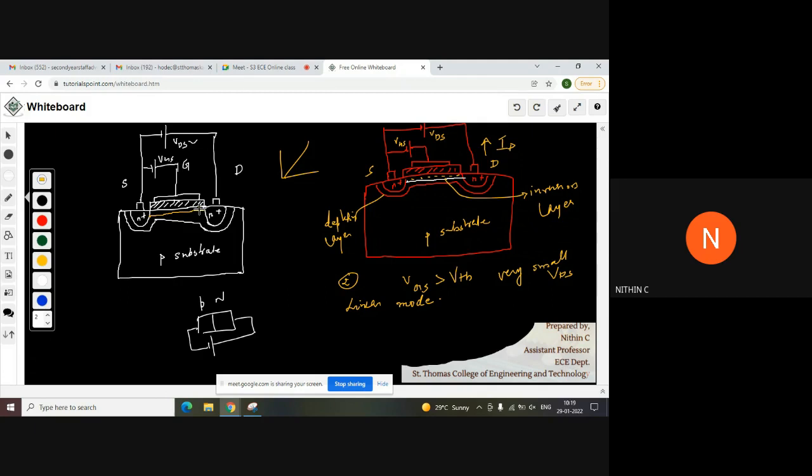So the width of the channel will reduce, and the depletion region width will increase, more at the drain end. So it will not be a linear, straight, parallel structure; it will have a tapered structure. The width of the channel will be less here, and the depletion region width will be more here. The figure is clear, and the reason is that reverse biasing is more at the drain end. Is that clear?